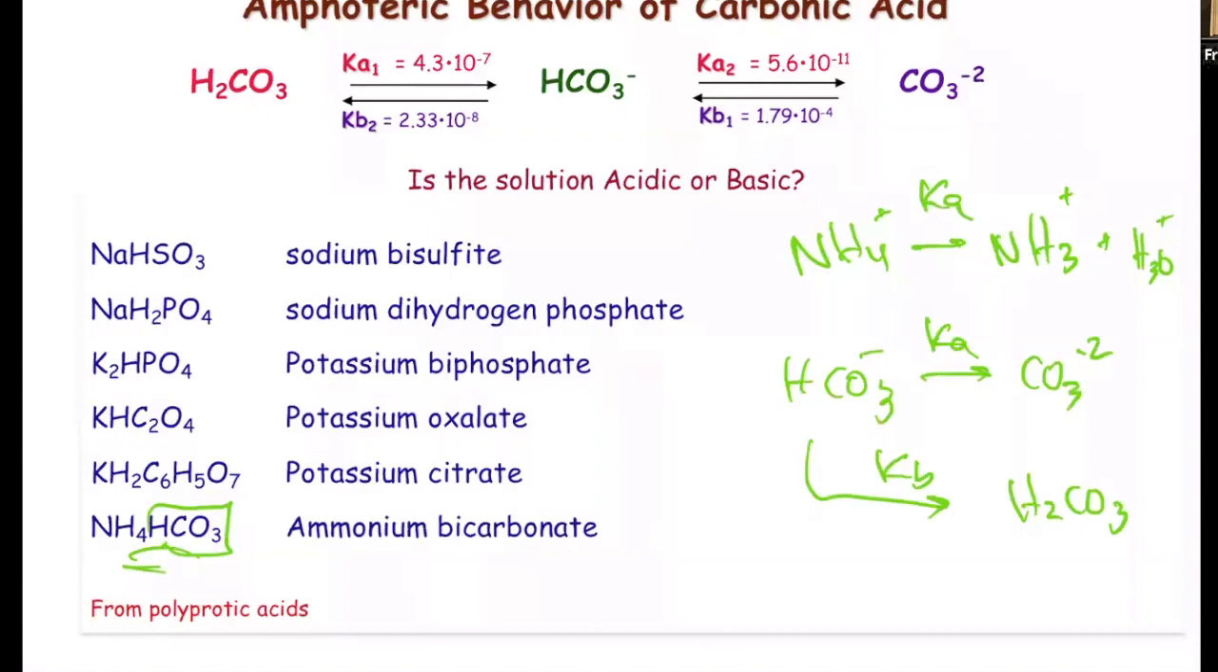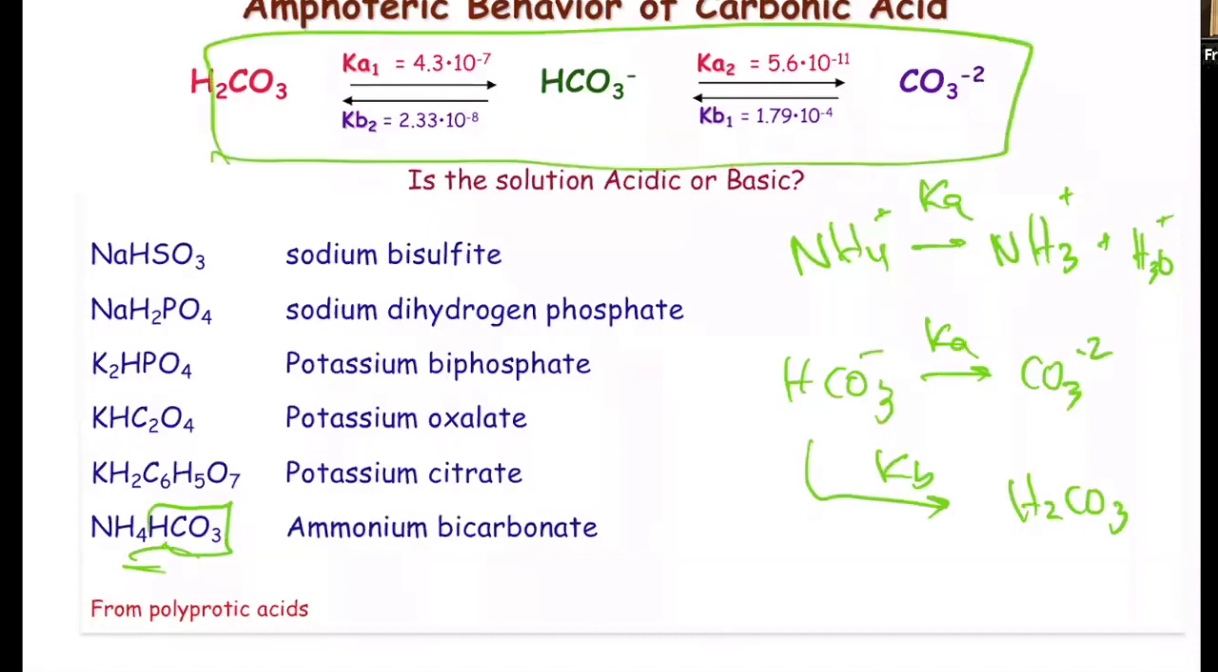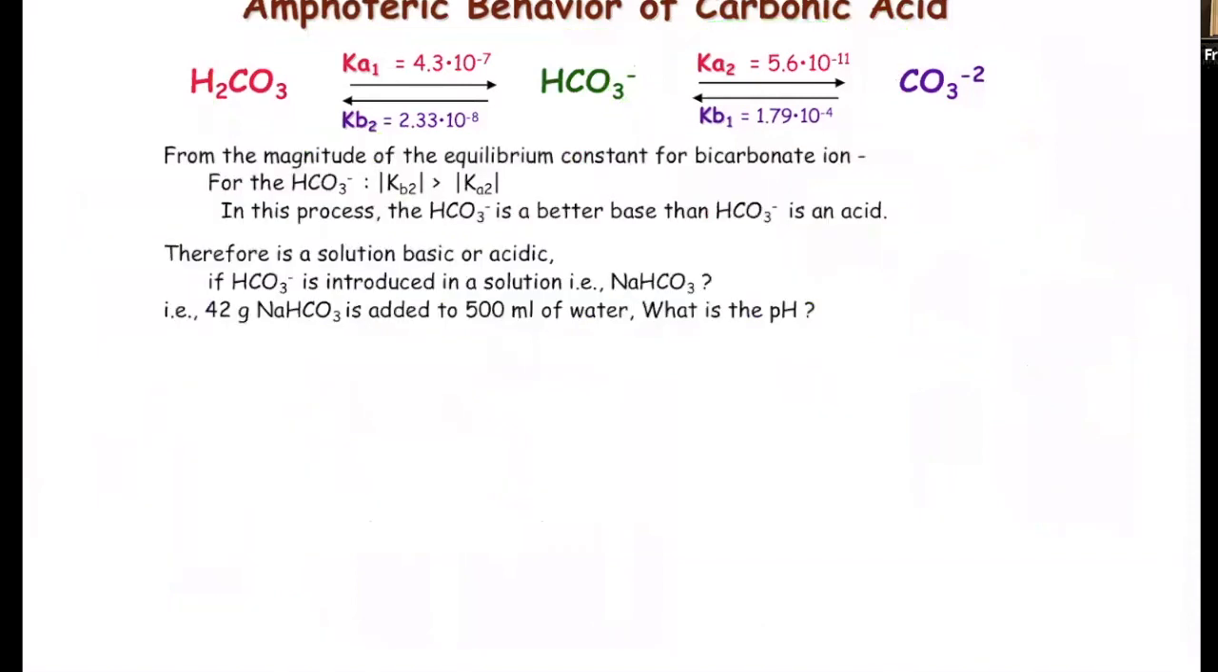This problem right here is two problems in one, in that you have to calculate this equilibrium and this equilibrium. Calculate the amount of hydrogen here and the amount of hydroxide there if you want to figure out what the pH of the solution happens to be. And that's what I have in this next question. Okay, I have 42 grams of sodium bicarbonate and 500 milliliters of water. What is the pH of the solution?